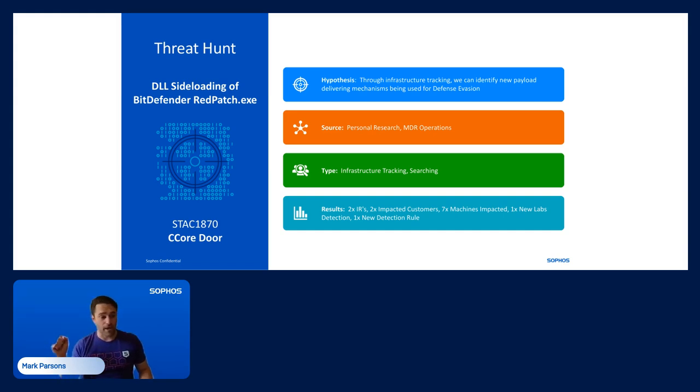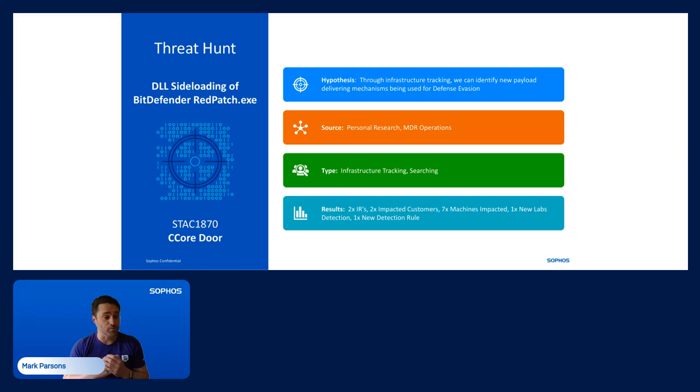I've been collaborating with my colleague Jordan Olness on this. He's been fantastic to work with. And so that's why the source of this is personal research, as well as the MDR operations team. And then finally, the type of search is, again, infrastructure tracking, but we're going to just look for, programmatically, network communications to those specific and identified command and control items.